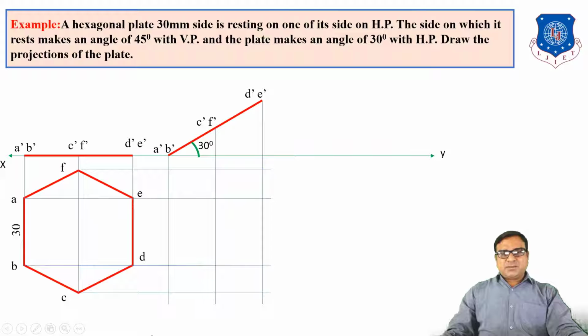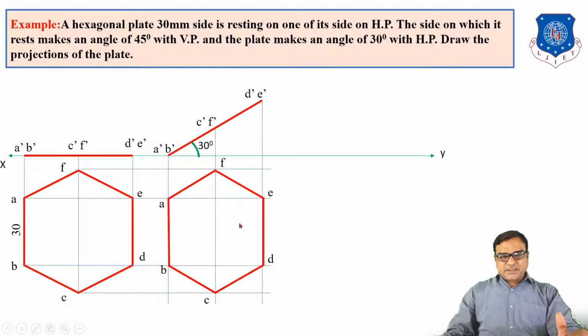The intersection points A, B, C, D, E, F. Join all points. We will get the top view of this hexagon plate. Now in this view, out of 6 lines, only 2 lines will be 30 mm and the remaining 4 will be less than 30 mm. So which line measures 30 mm? Here AB and ED.